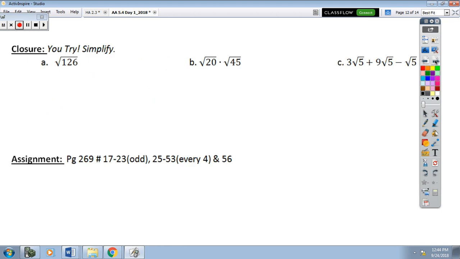All right, 3 closures for you, and then the homework you guys can get started on. Whenever you're finished with the 3 closures, just raise your hand, and I'll come around and take a look at it, and I'll put a check on your paper if you get it right.